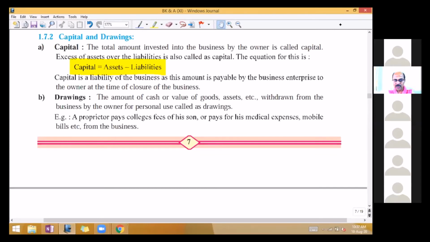Proprietor pays college fees of his son or pays his medical expenses, mobile bill, etc. from the business. This will be called drawings. But if he pays the same thing for his business, he will call it expenditure. Good. So you now have got the meaning of the word drawings.